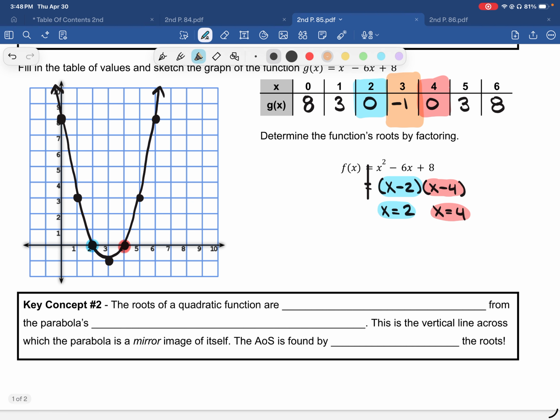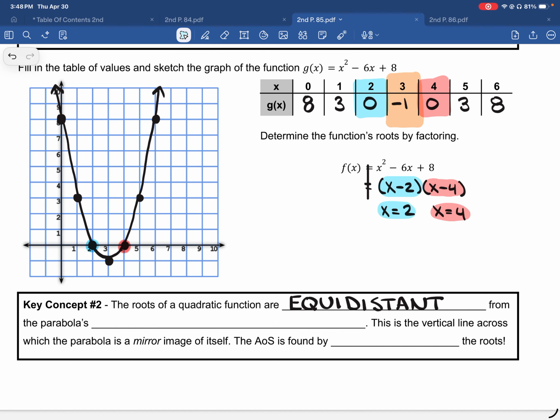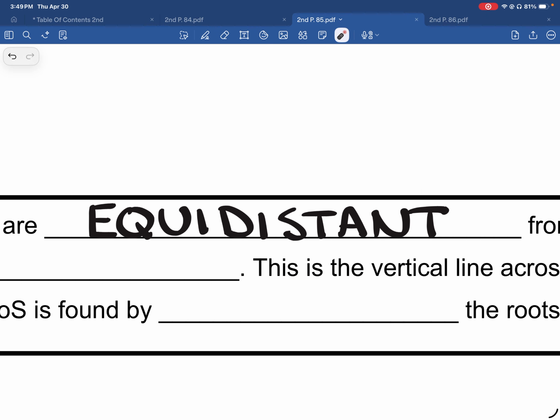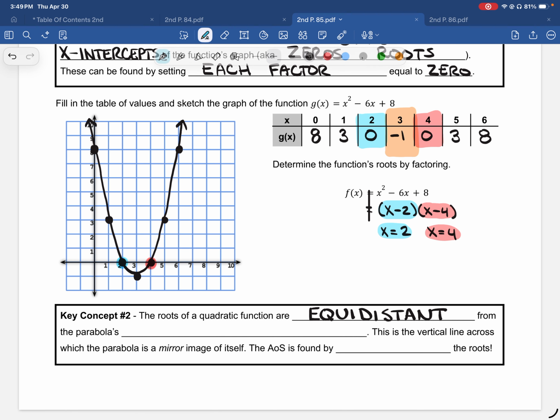So, filling in some of these blanks, the roots of a quadratic function are e, q, u, i, d, i, s, t, a, n, t. That word is pronounced equidistant. So, e, q, u, i, d, i, s, t, a, n, t. Equidistant just means equal distance from the parabola's axis of symmetry.